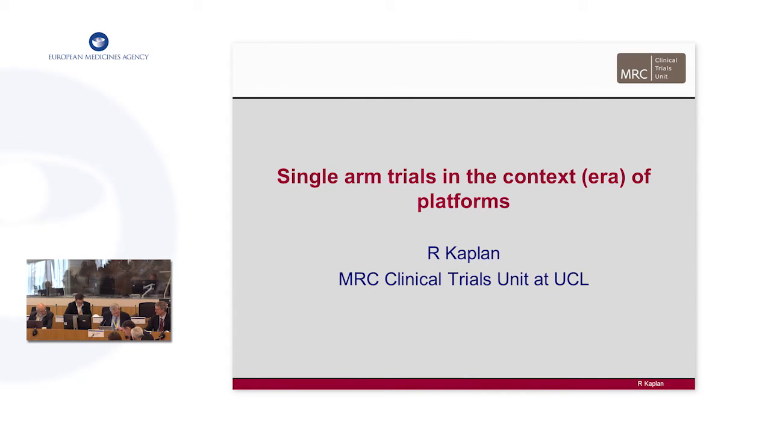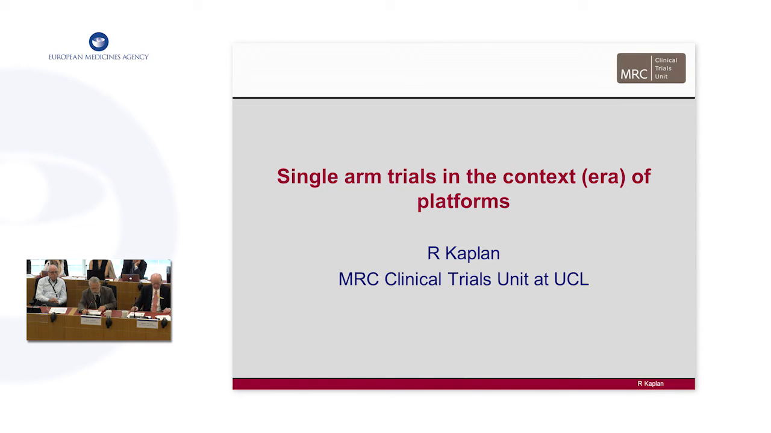So Rick Kaplan from the Medical Research Council, single arms within platform trials. Thanks, Paolo and Francesco. I'm going to try to dodge the difficult question for clinicians and regulators about what you do when a single-arm trial has already demonstrated what looks like a breakthrough effect. Others have discussed that point.